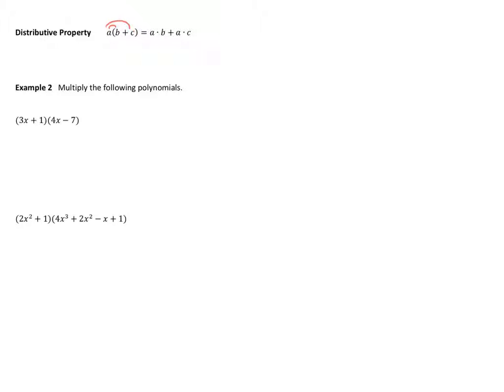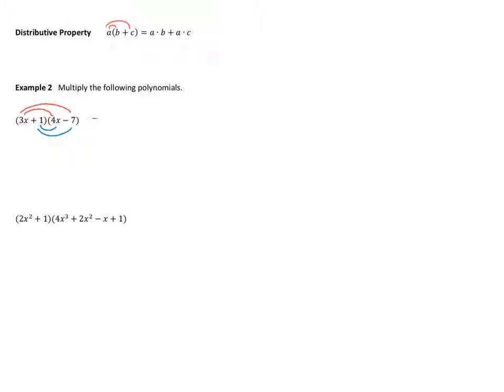The trick is, if we start with 3x plus 1 times 4x minus 7, we're going to use the distributive property on 3x, so multiply that to every single term in the parentheses, and then continue this process for this term right here. This one gets multiplied in as well. So essentially, we're using the distributive property 2 times. What this will look like is the 3x gets multiplied to both terms. Then this plus 1 will get multiplied to both terms as well.